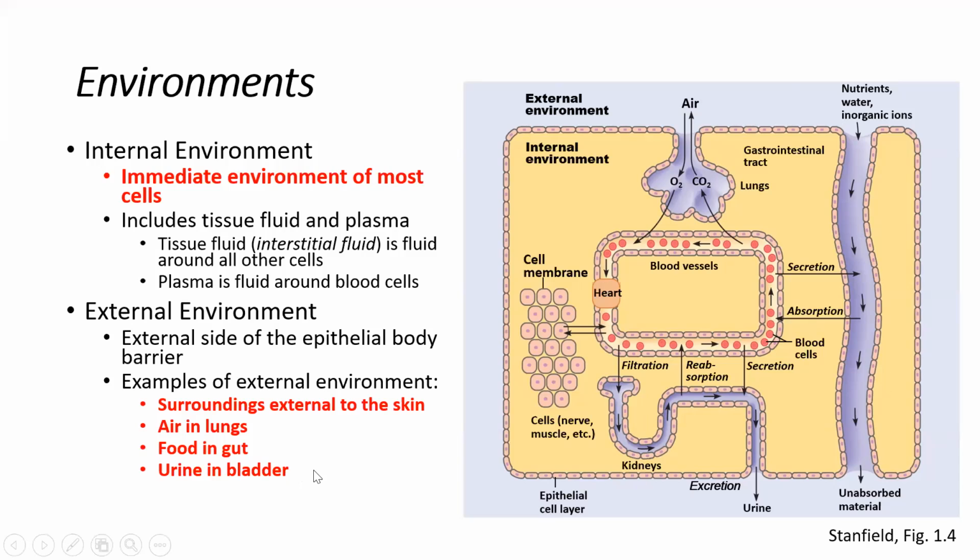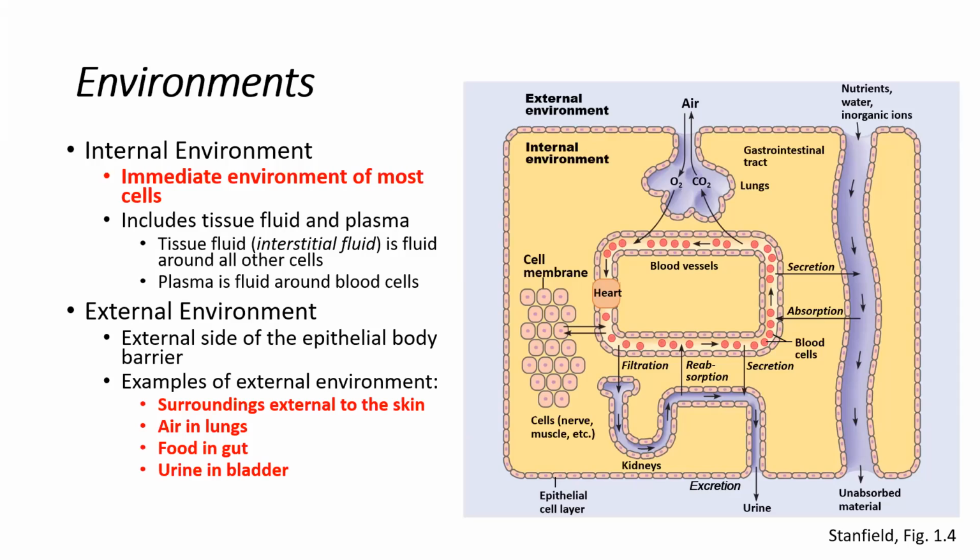Now, between internal and external environment, there's usually what we call an epithelial lining or an epithelial barrier. And an epithelial lining is simply a layer of cells stacked one next to the other that really just separates our internal environment from the external environment around us.